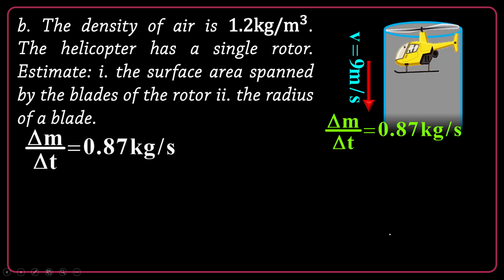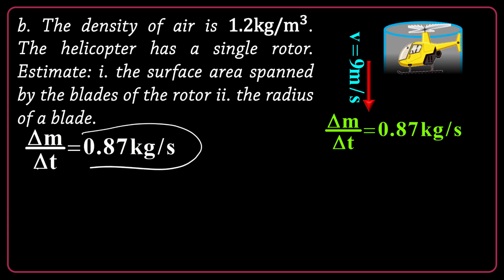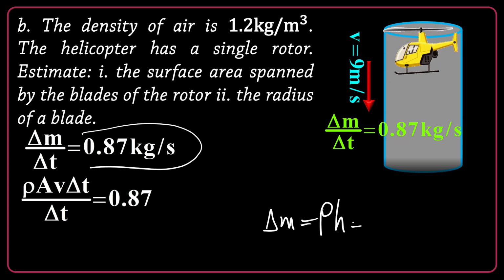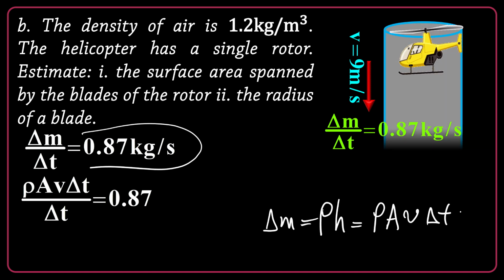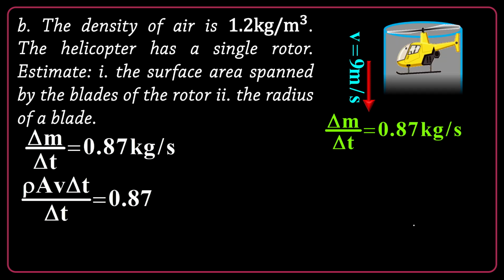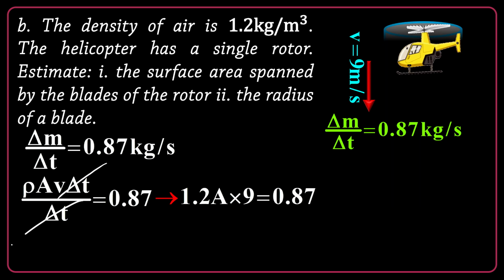Look, here I have delta m over delta t, which was already found in the previous part, 0.87. And then here I substitute delta m for rho times volume, rho times A h, sorry, rho A h, so rho A v delta t. h is v delta t here. Okay, almost we are done. Let's put the values. Of course, delta t is cancelled by this delta t downstairs.